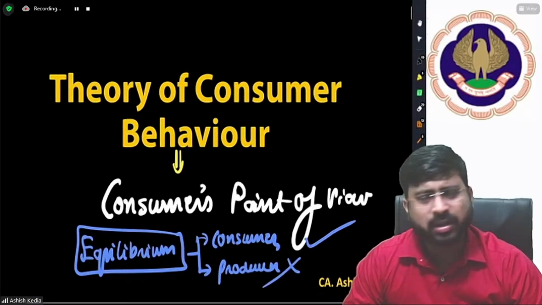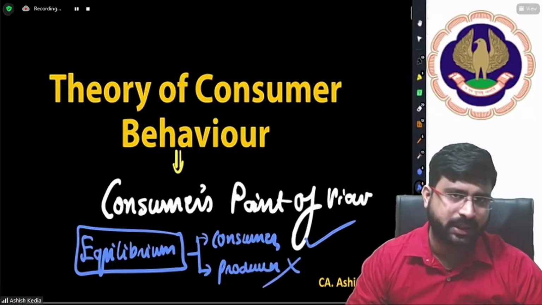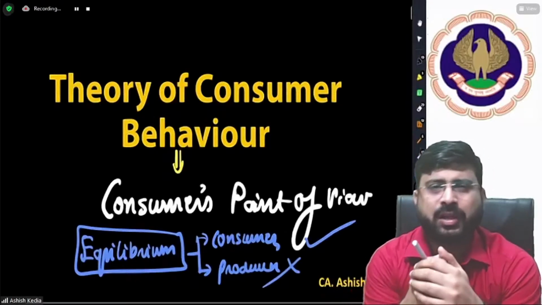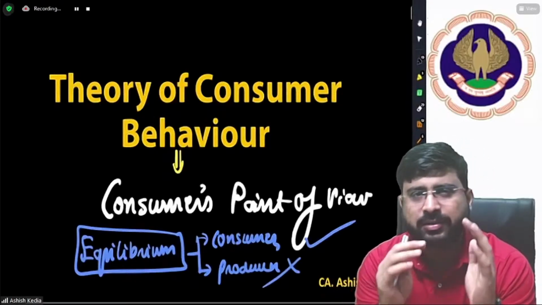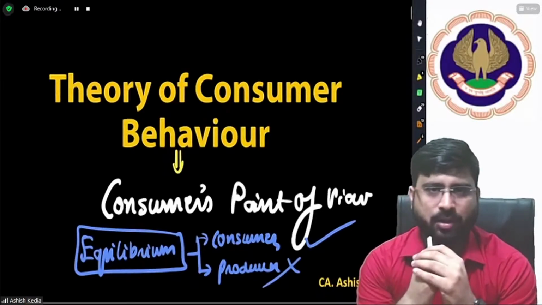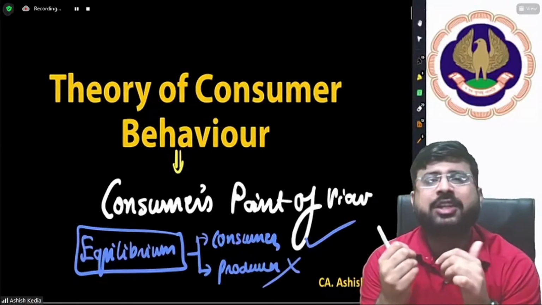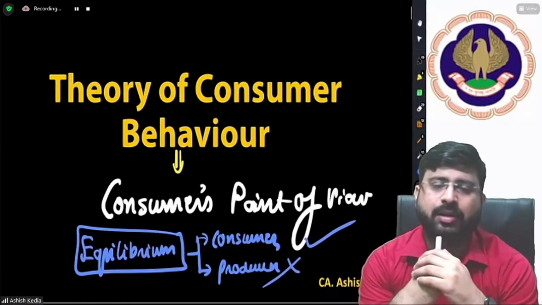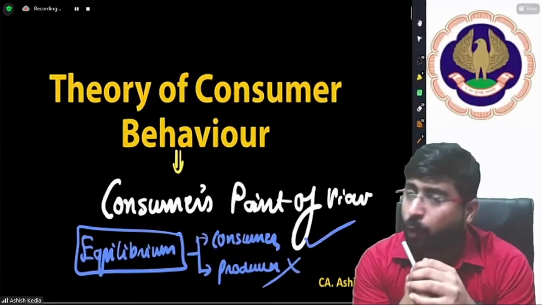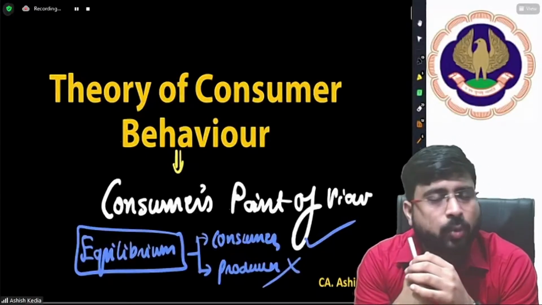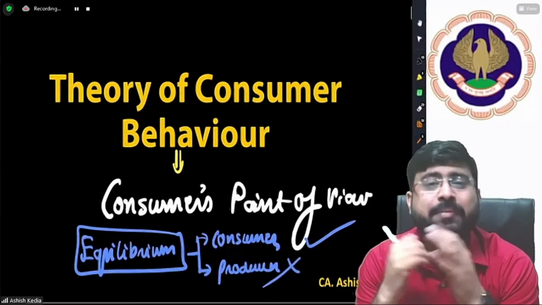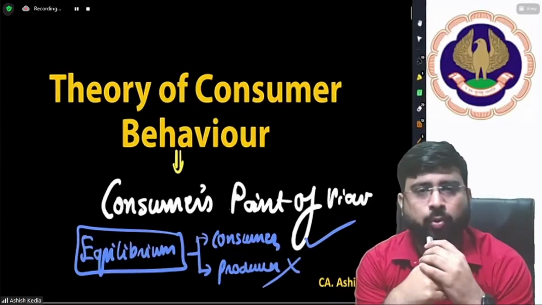So, sir, what does consumer equilibrium mean? My dear friends, I'll summarize it in a very simple form. Consumer equilibrium means a point where the consumer has achieved maximum satisfaction, a point from where the consumer will not want to move. A point where the consumer has achieved maximum satisfaction and therefore will not want to move.